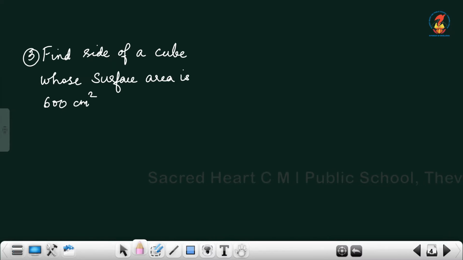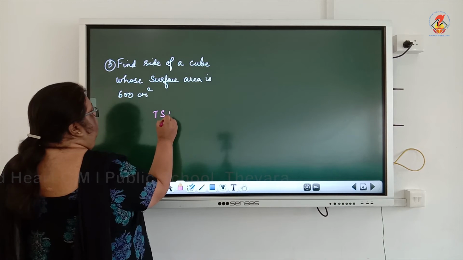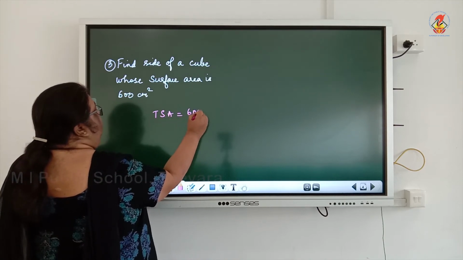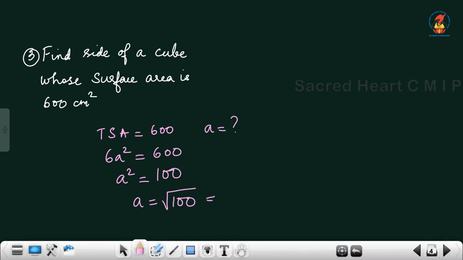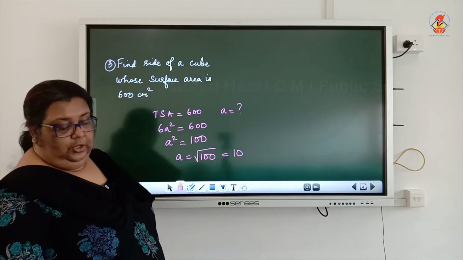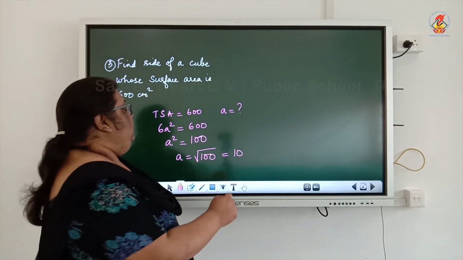Find the side of a cube whose surface area is 600 centimeters square. So it is of a cube. The total surface area of a cube is given to be 600. I need to find the side of the cube. What is the formula to find the TSA of a cube? 6a square is equal to 600. So a square will be 600 by 6, 100. A will be square root of 100, which is equal to 10. So what is the side of the cube? It will be 10 centimeter.